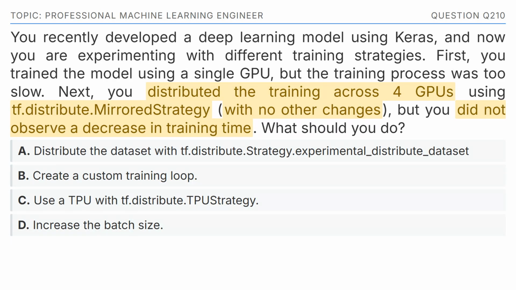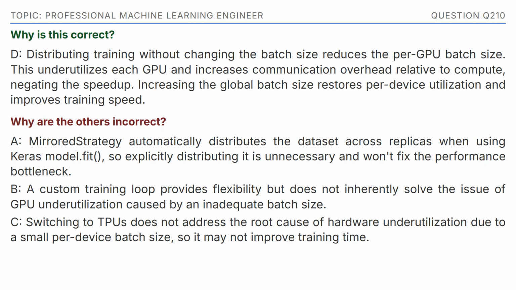To arrive at the correct answer, we focus on the keywords: distributed the training across 4 GPUs, tf.distribute.MirroredStrategy, with no other changes, did not observe a decrease in training time. The correct answer is option D, increase the batch size. Why is this correct? D. Distributing training without changing the batch size reduces the per-GPU batch size. This underutilizes each GPU and increases communication overhead relative to compute, negating the speedup. Increasing the global batch size restores per-device utilization and improves training speed.